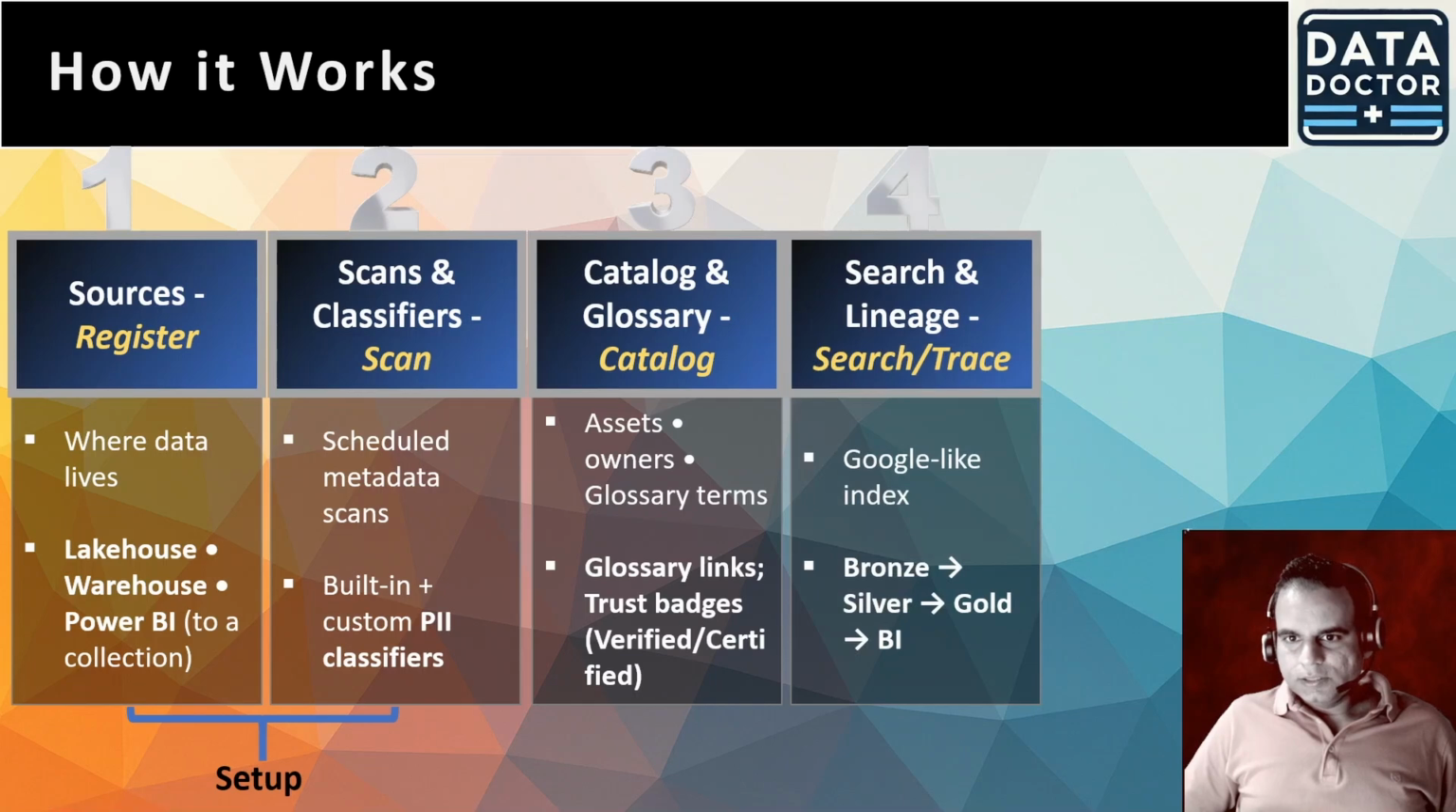The fourth is the search and lineage. As we said, Google-like indexing is there. So the searching is also like Google. You can search the data easily with the owner names or labels.